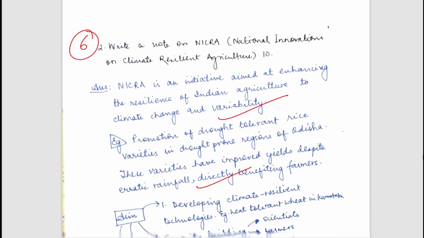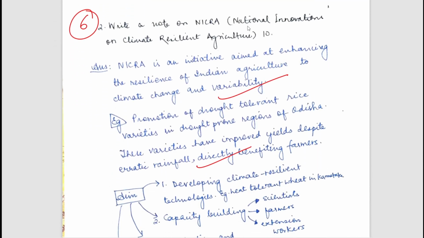The next question is write a note on NICRA, that is National Innovation on Climate Resilient Agriculture. As the name suggests, it focuses on climate resilient agriculture, because we all know that climate is changing so much, and due to that climate change there are huge losses of crop. We are not able to adapt to these changing climates. So through this NICRA we are trying to adapt towards changing climate and going towards climate resilient agriculture, where we can cope up with these climate changes and we can still get a good amount of yield from agriculture.